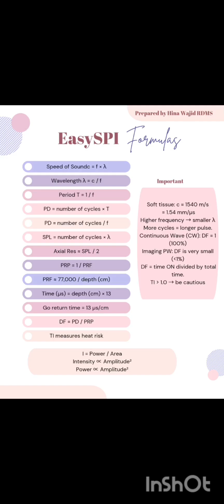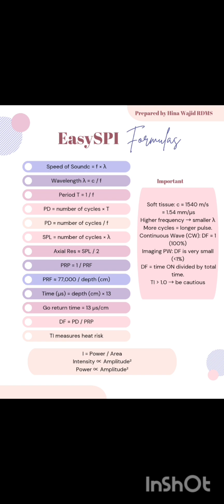So today we are going to make SPI formulas. Very simple, and we will quickly revise for the exam. So let's start. First one is speed of sound. So speed of sound C is equal to F multiply lambda. Frequency multiply lambda. This is also known as wave equation.